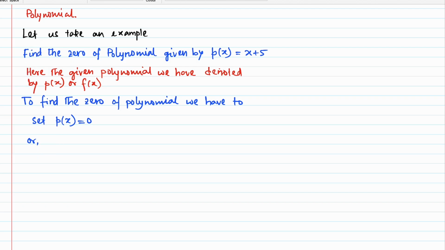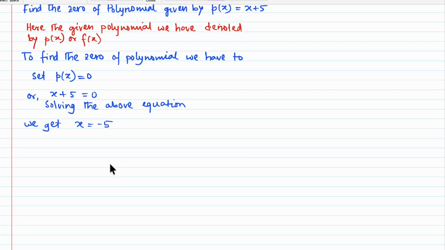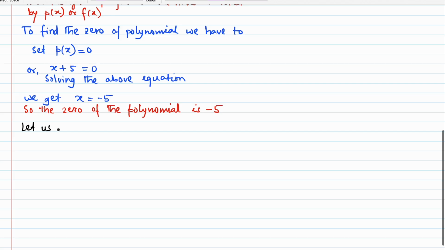So x + 5 will be equal to 0. Solving the above equation, we get x = -5. So that means if I put -5 in this expression x + 5, the whole polynomial becomes 0. So x = -5 is called the zero of the polynomial.